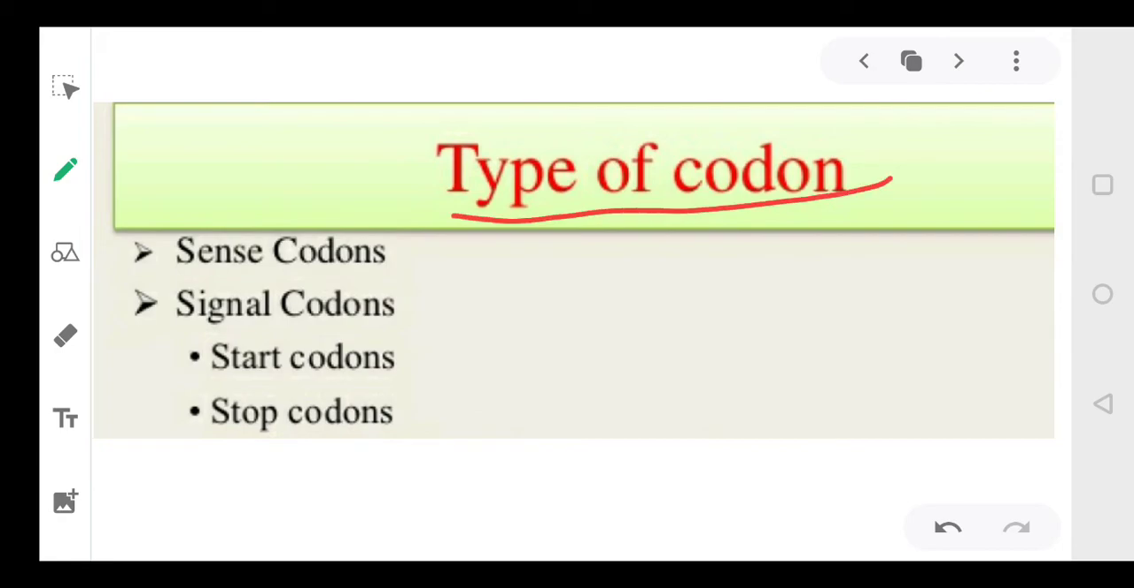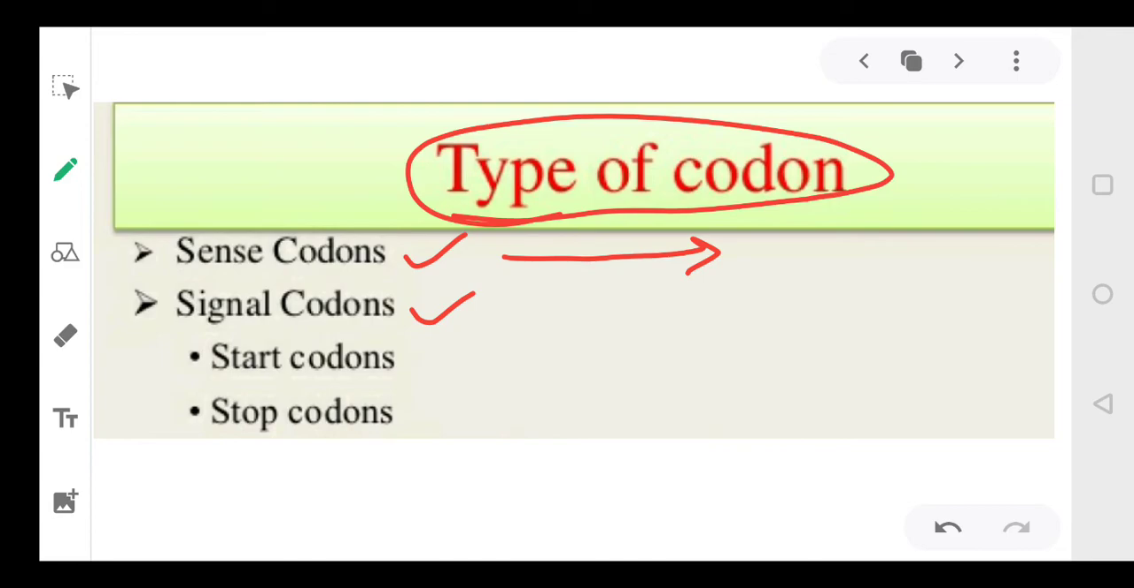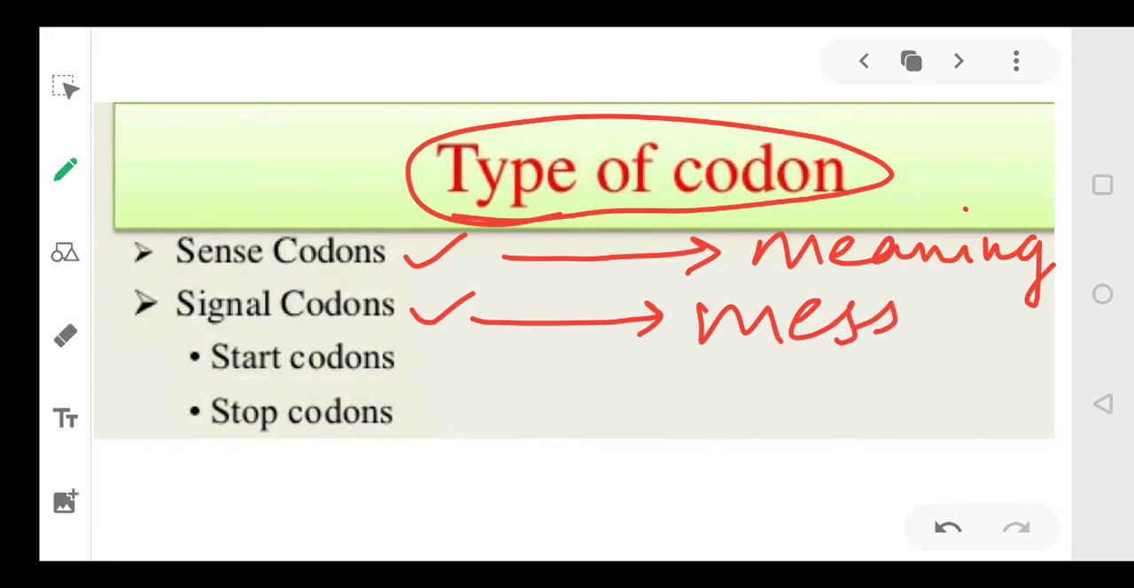Now there are 2 types of codons which are possible. One is a sense codon, another is a signal codon. Sense means each codon will have a specific meaning. Signal codon means they will have a message, and that message will be conveyed or processed. Sense codons have a definite meaning. Signal codons have some message, and that message is very, very important.